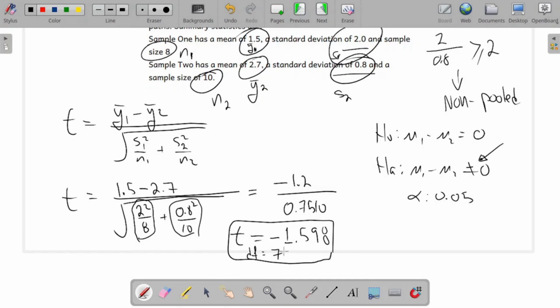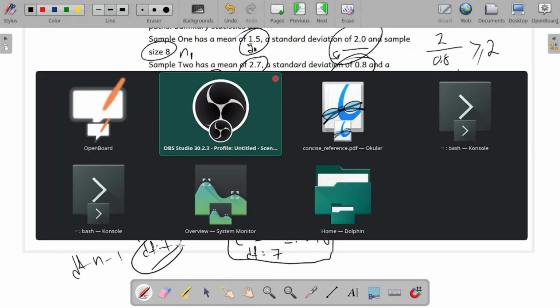Because the degrees of freedom in this test are computed in a different manner from the pooled version, you take the smaller of the two sample sizes minus 1. So here, df would be equal to 7, and for the other sample df would be equal to 9. So this is where I'm getting my degrees of freedom from. Now let's shift over and take a quick look at the t-table and what kind of p-value this produces.